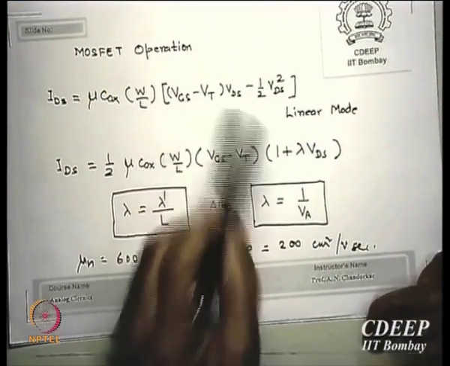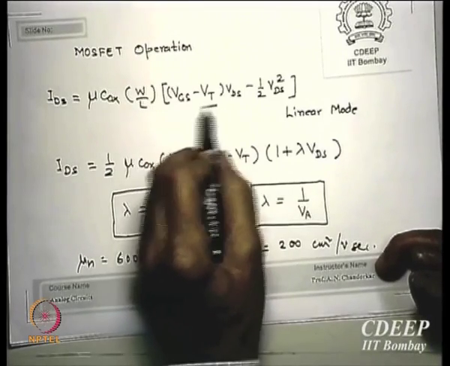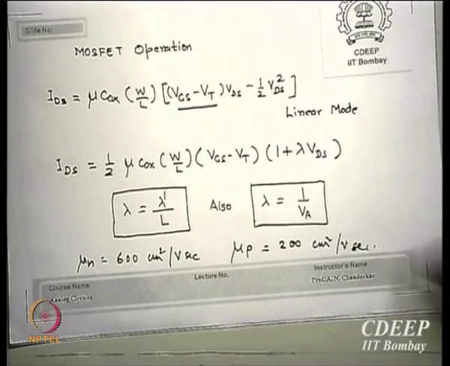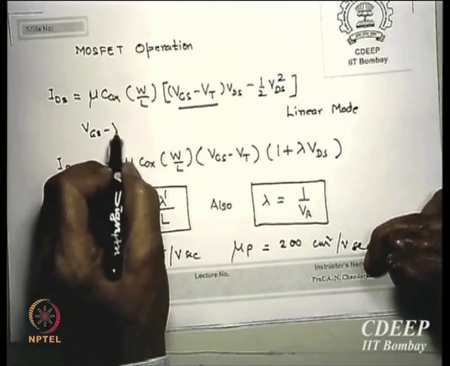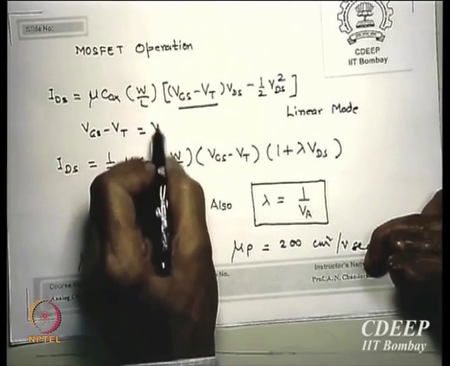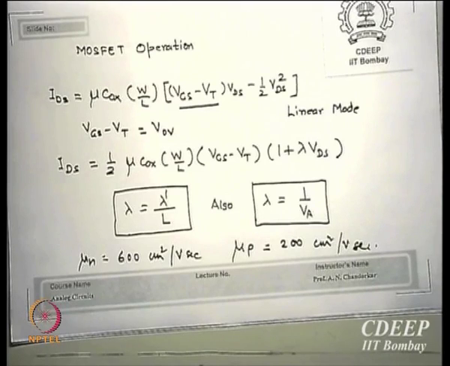So, can you think, this value VGS minus VT, what does it essentially tell? If VGS exceeds VT, then only inversion starts. Is that correct? So, in circuits, we define this value VGS minus VT as the over voltage. What is it called? Over voltage, VOV. This is very important.